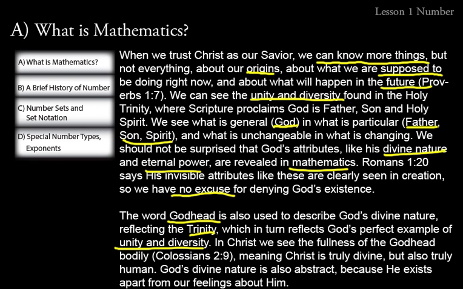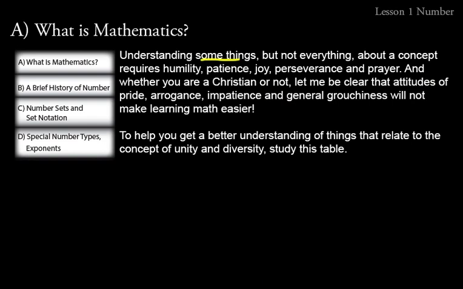In Christ, we see the fullness of the Godhead bodily. That's what Colossians 2:9 says. And that means that Christ is truly divine, but also truly human. God's divine nature is also abstract because he exists apart from our feelings about him. So understanding some things, but not everything necessarily, about a concept requires humility, patience, joy, perseverance, and prayer. And whether you're a Christian or not, think about your attitudes of pride, arrogance, impatience, general grouchiness. Those are not going to make learning math easier.